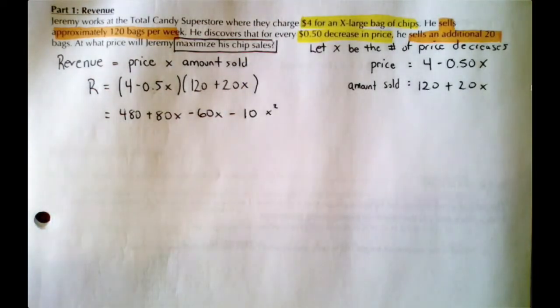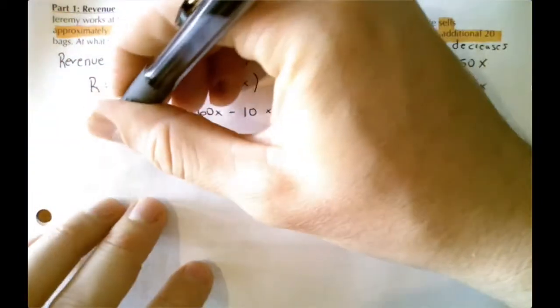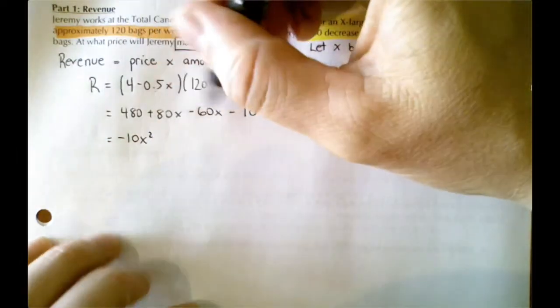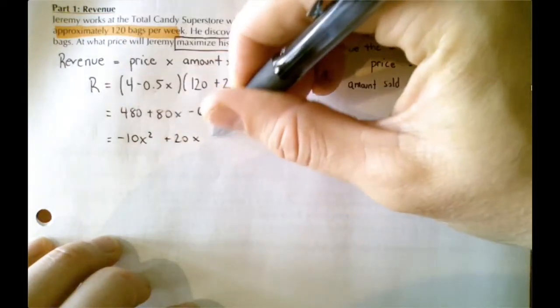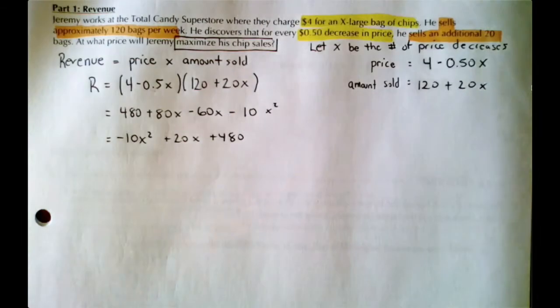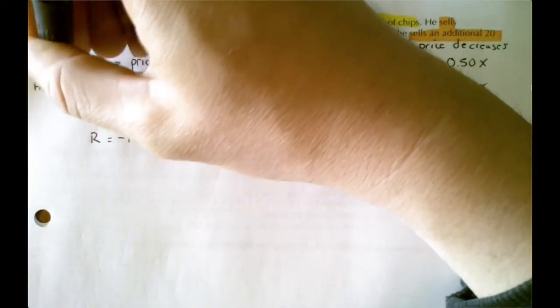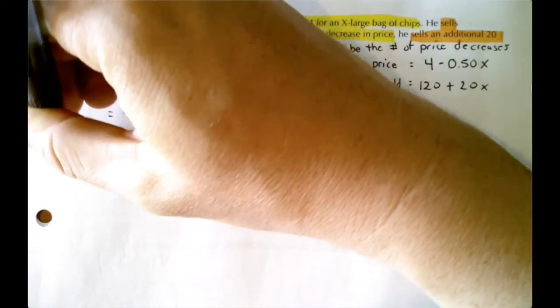Negative 10x squared. So I'm going to collect like terms, and I'm going to put these in an order that's more familiar. I'm going to put the x squared term first, negative 10x squared. I'm going to collect these 2 terms, so we've got 80 minus 60 is 20, and 480 goes on the end. And now we're in standard form. So now we have the revenue in standard form. So we started in factored, and we went to standard. And we did that by expanding.